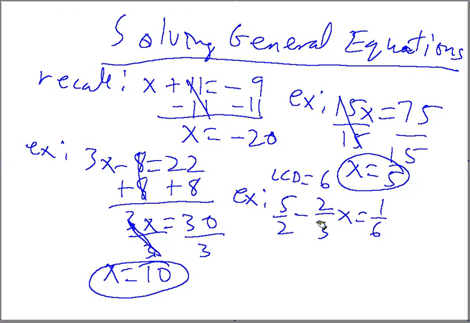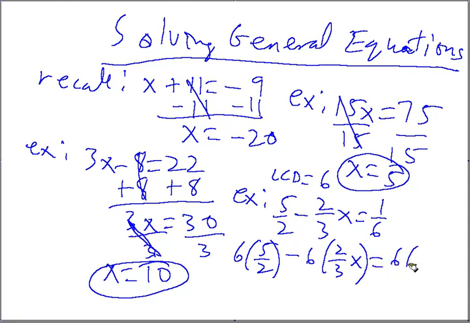So let's try that. Let's go ahead and stick a 6 next to all three of these fractions. So let's write 6 times 5 over 2 for the first term, minus 6 times 2/3 x for the second term, equal to 6 times 1/6. Alright, so that will leave me with 2 canceling with 6 here if I perform this calculation. It's 3. 3 times 5 is going to be 15.